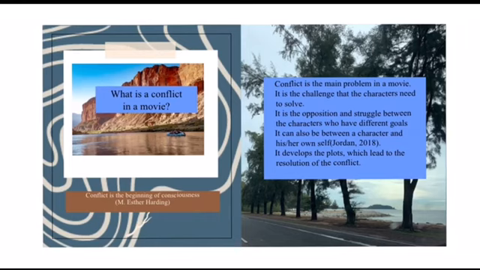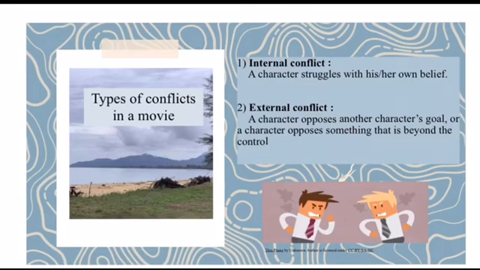It is the main problem in a movie which needs to be resolved by the characters, especially the protagonist. A conflict shows the opposition and struggle between the characters. It develops the plot, and at the end we can witness that the conflict is resolved. Let's discuss the types of conflicts in a movie. There are 2 types, which are the internal and external conflicts.